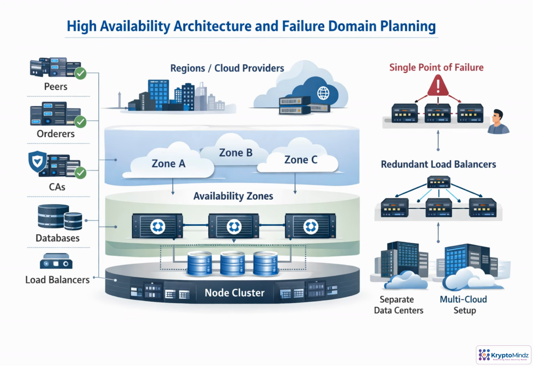High availability is more than adding servers. It means preventing any single failure domain from taking down the network. Peers, orderers, CAs, databases, and load balancers should be distributed across independent zones, with replicated storage and separate network paths. Also look for hidden single points of failure, such as one load balancer, one node pool, or one storage backend. The right design balances uptime requirements with cost, risk, and compliance obligations.